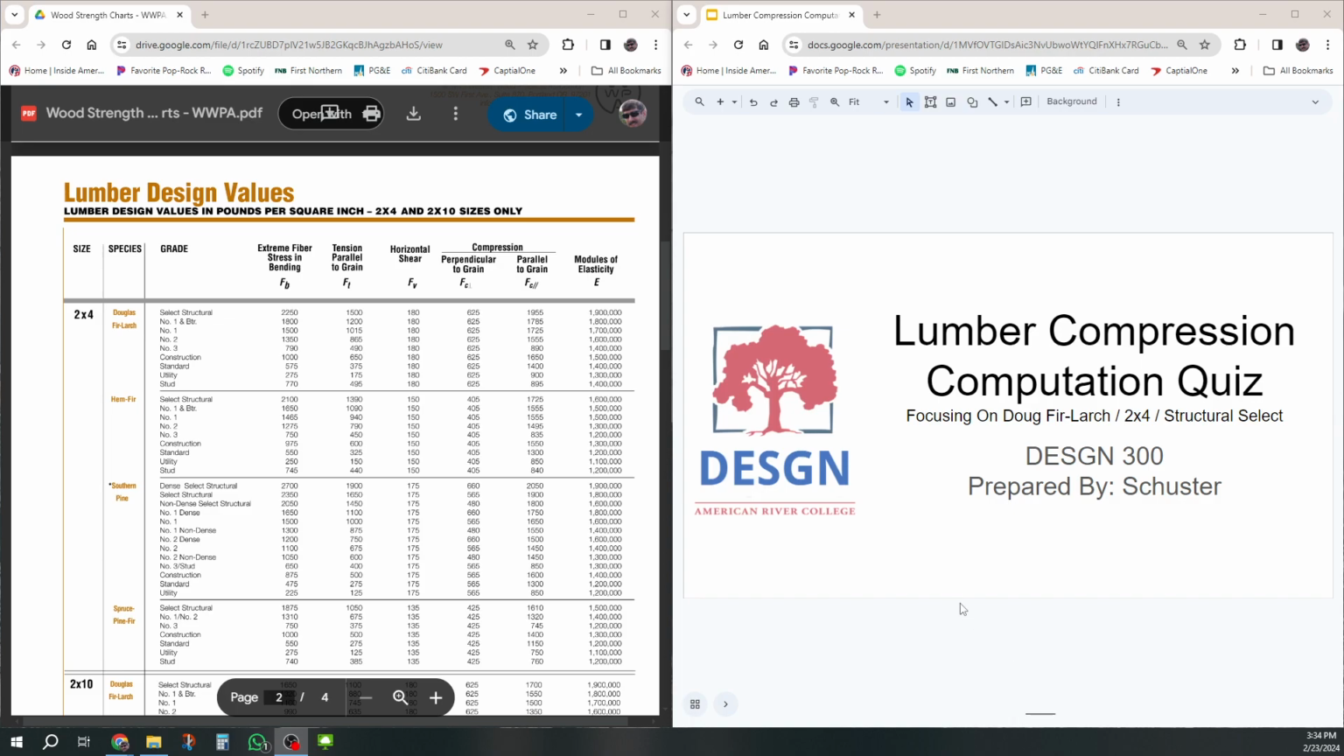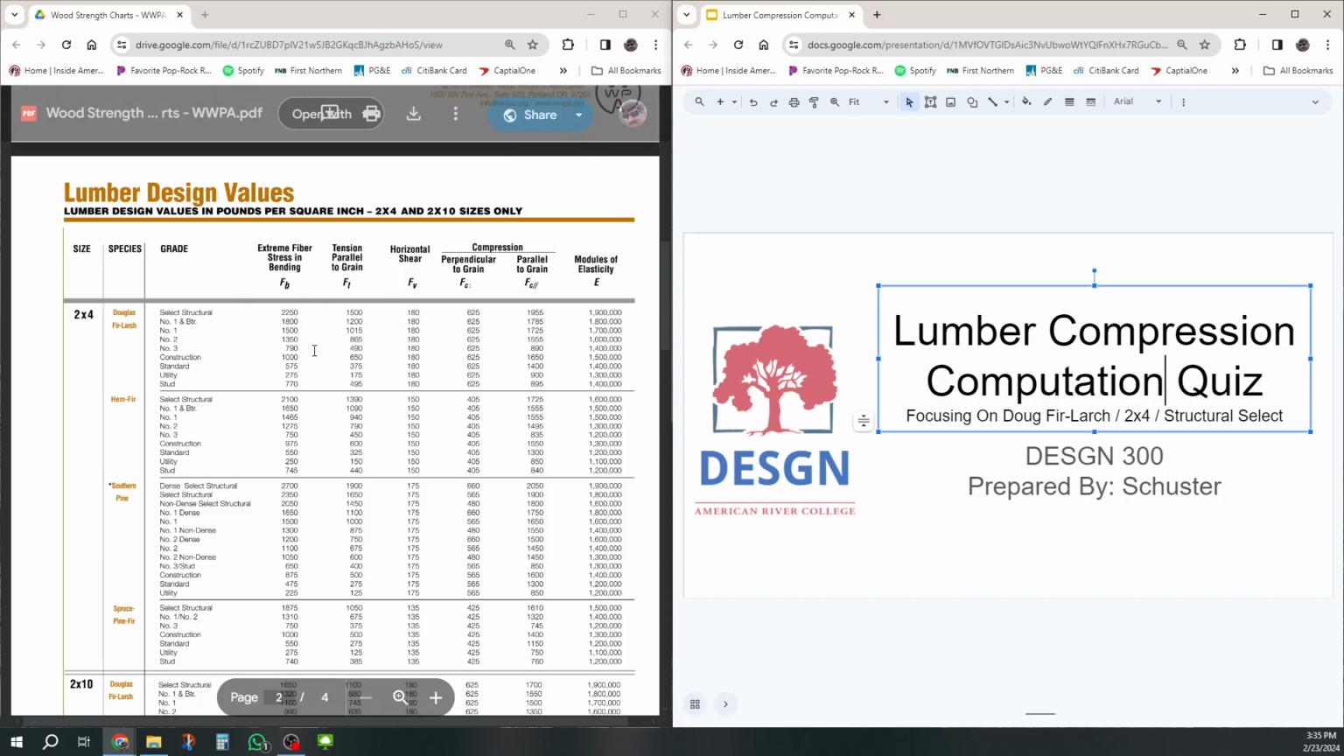So let's look and see about lumber compression. This sort of goes along with the computation quiz. Finding values and doing some computations is essential for the designer. So that's what we're going to work on here. And so this is an example of the table. I know it's hard to read, but I'll give you a larger version when you do the quiz.